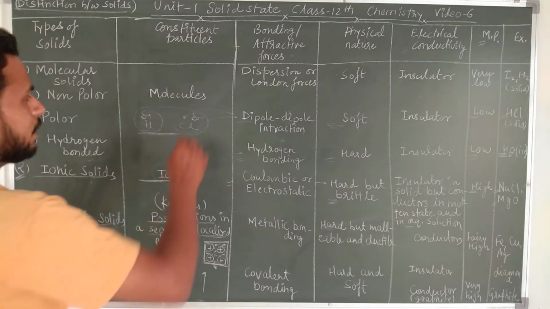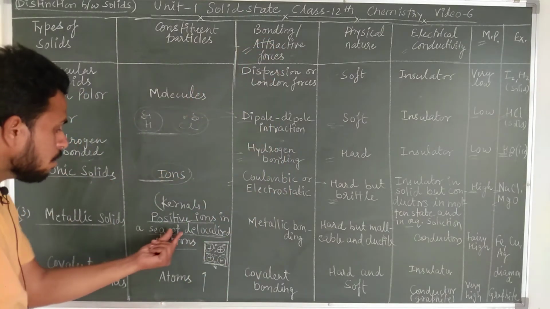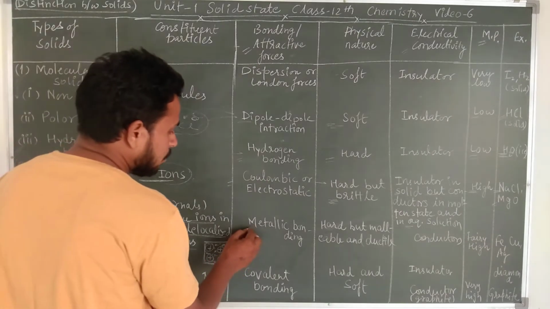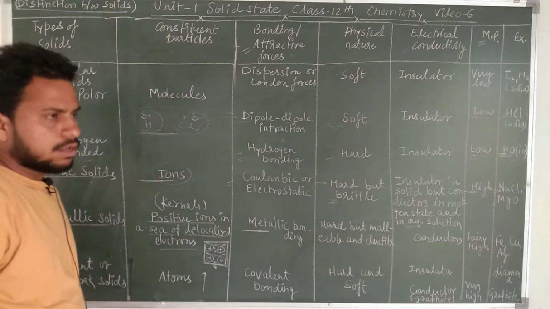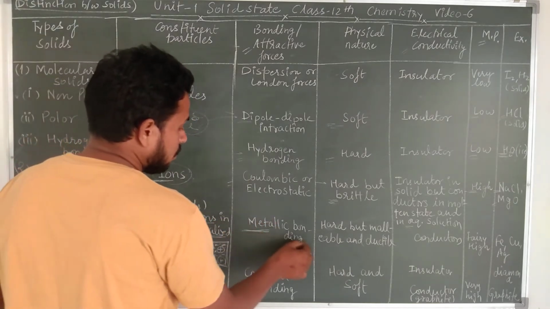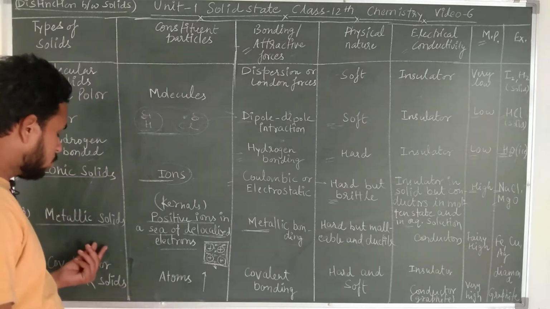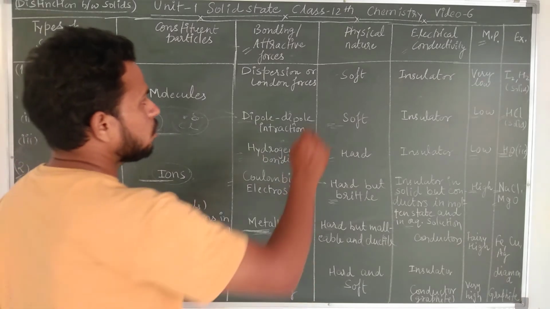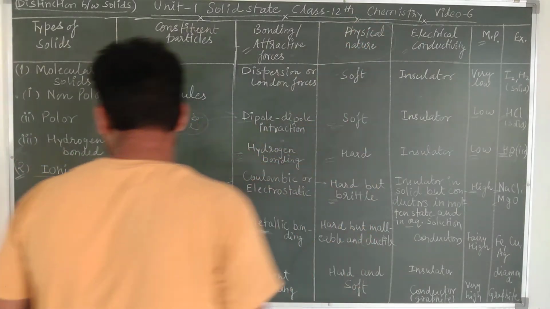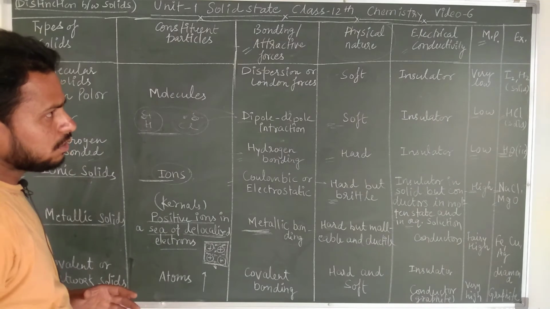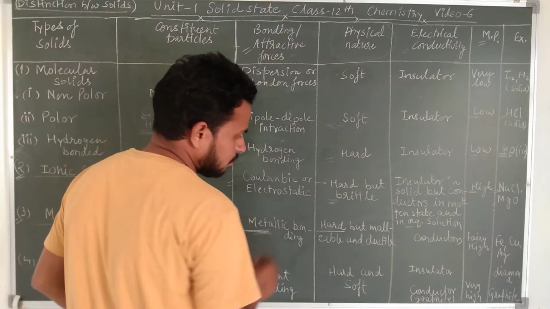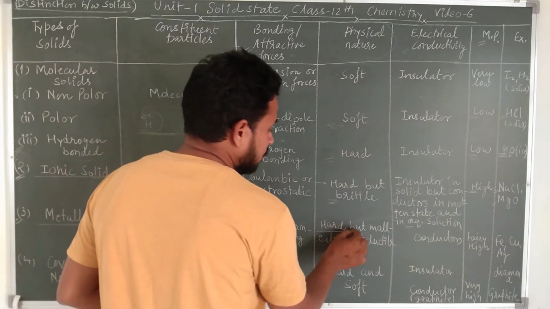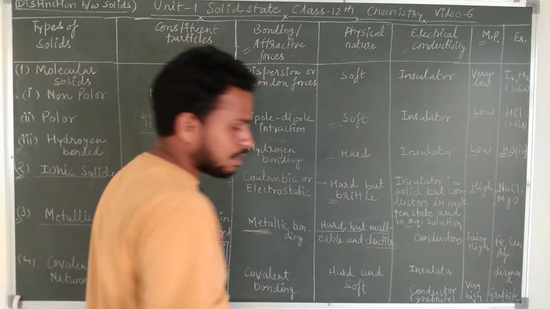If we talk about attractive forces between positive ions and the sea of delocalized electrons, this is metallic bonding. The attractive force in metallic solids is metallic bonding. If we talk about physical nature of metallic solids, they are hard but not brittle; they are malleable and ductile.